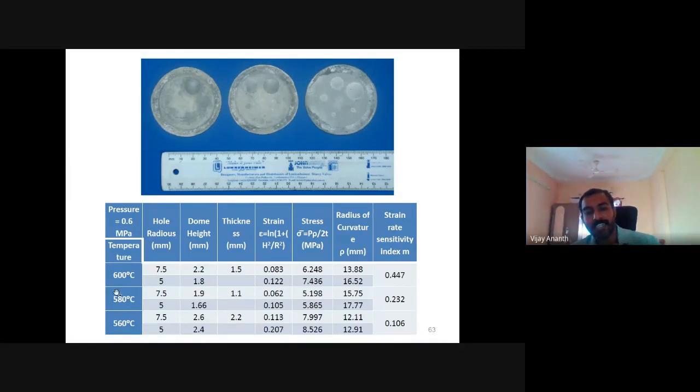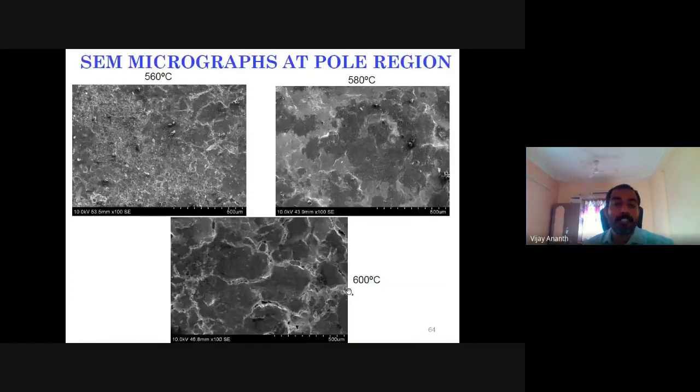And again, at 600 degrees we obtained the maximum strain rate sensitivity index, right? In the uniaxial tensile test also, we get this high M value through this process. At 580 we are getting nearly 0.25, and at 560 very little. So only above 580 degrees centigrade is this material behaving superplastically. These are some of the microstructures we obtained after superplastic forming at the dome.